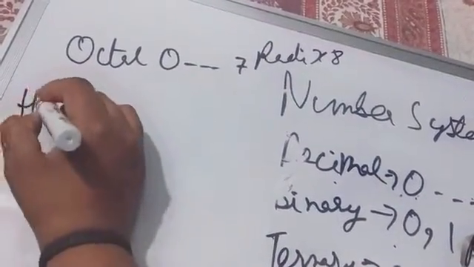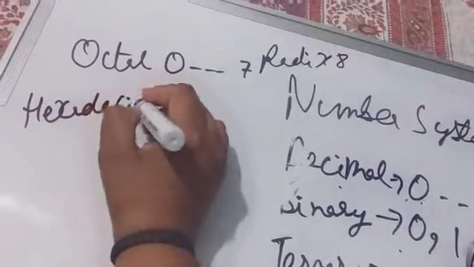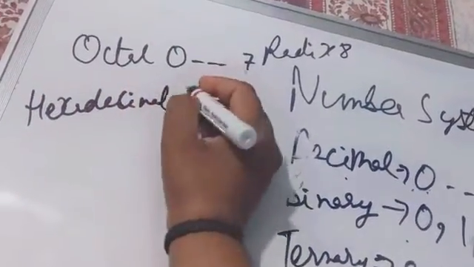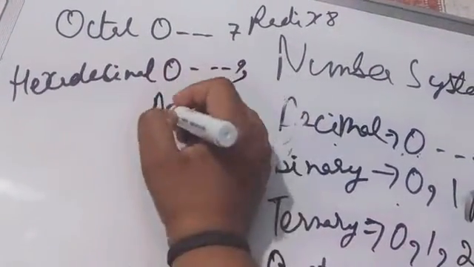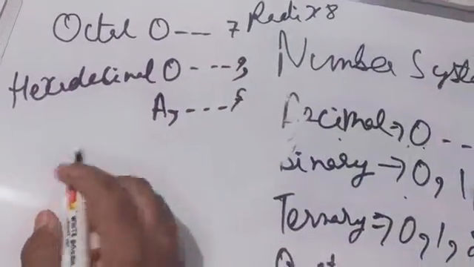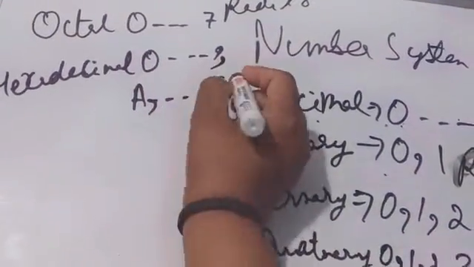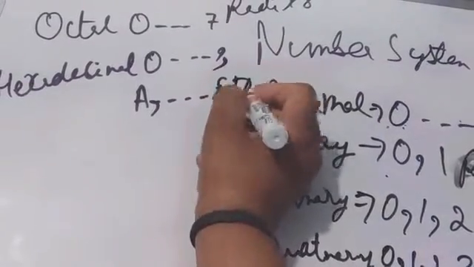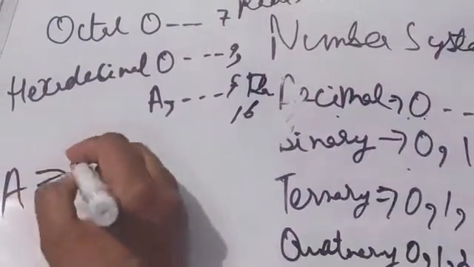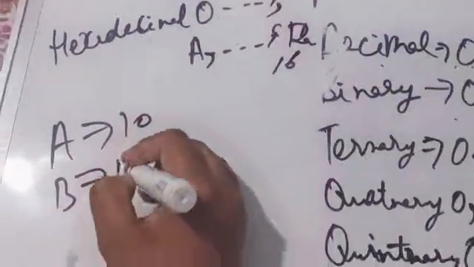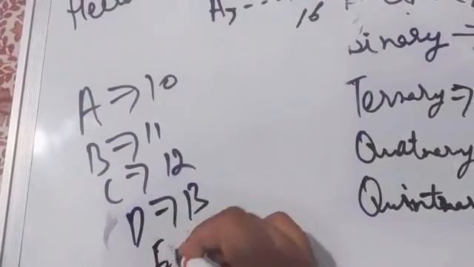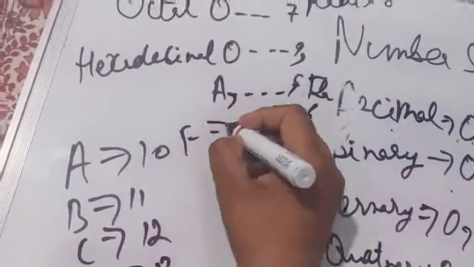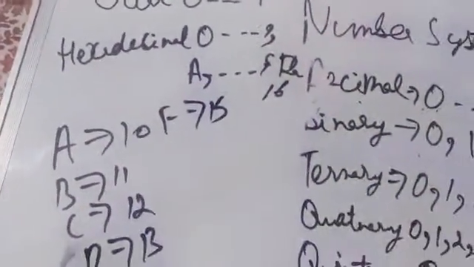After that there is the hexadecimal number system. In the hexadecimal number system, the valid numbers are from 0 to 9 and A till F. So the total numbers are 16, so its radix is 16. Why A to F? A represents 10, B represents 11, C represents 12, D represents 13, E represents 14, and F represents 15. So these are the valid number systems, right?